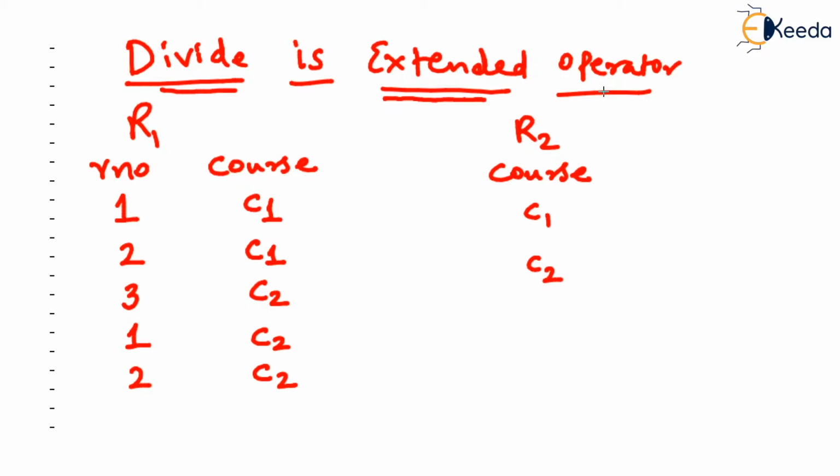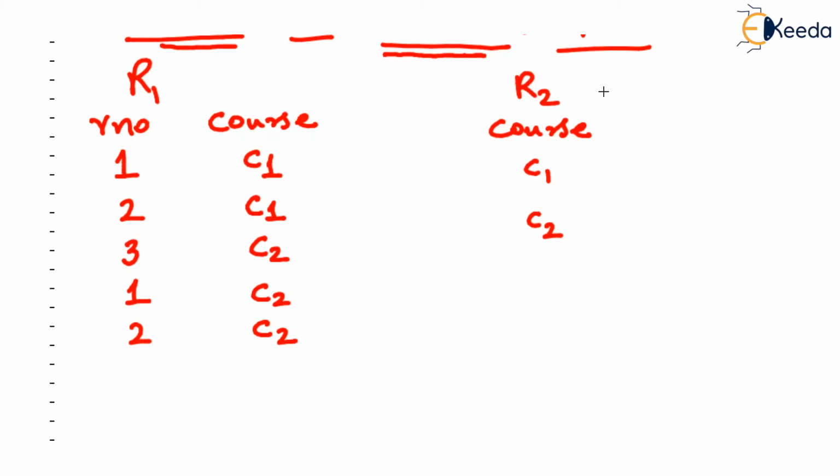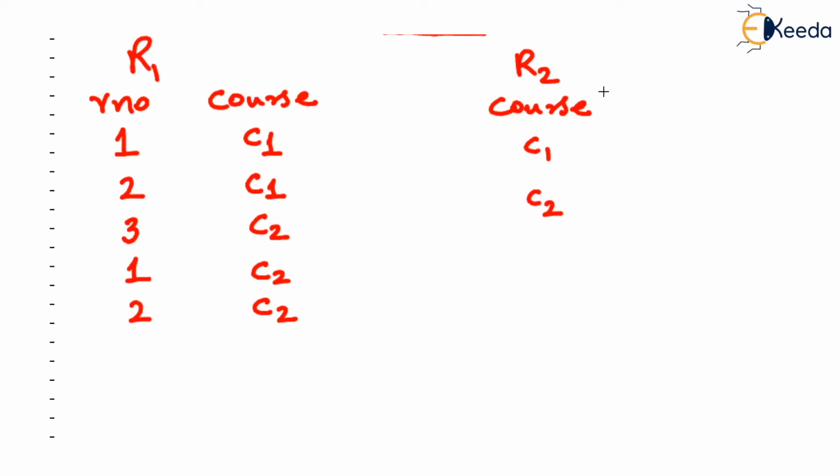Let us take on this problem again. By the way, it is expected that students know what the divide operation is. If we have two relations R1 and R2, where R1 has the roll number of the student and the course in which that student has enrolled. Roll number 1 has enrolled for courses C1 and C2, roll number 2 has enrolled for courses C1 and C2, but roll number 3 has enrolled only for course C2.